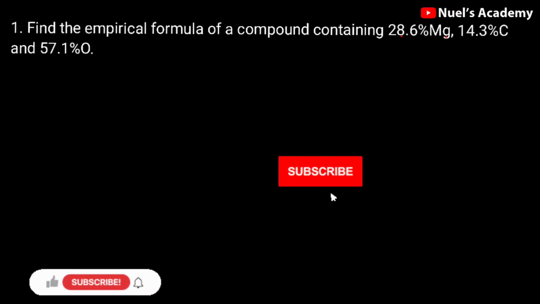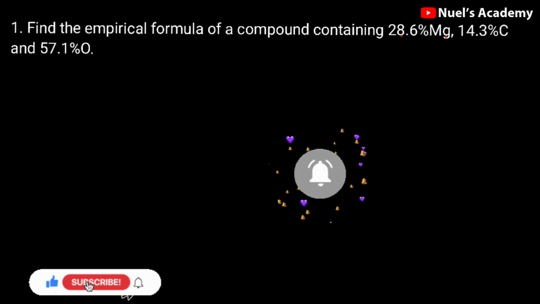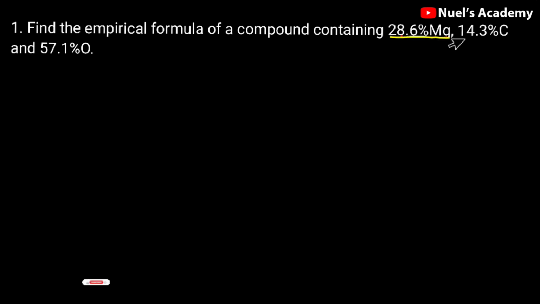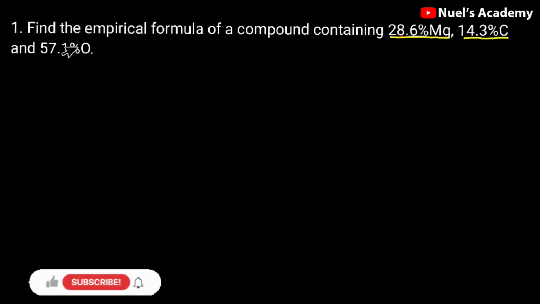In this lesson, we're going to be learning how to calculate the empirical formula and the molecular formula of a compound. Let's start with this question. We're given: find the empirical formula of a compound containing 28.6% of magnesium, 14.3% of carbon, and 57.1% of oxygen.